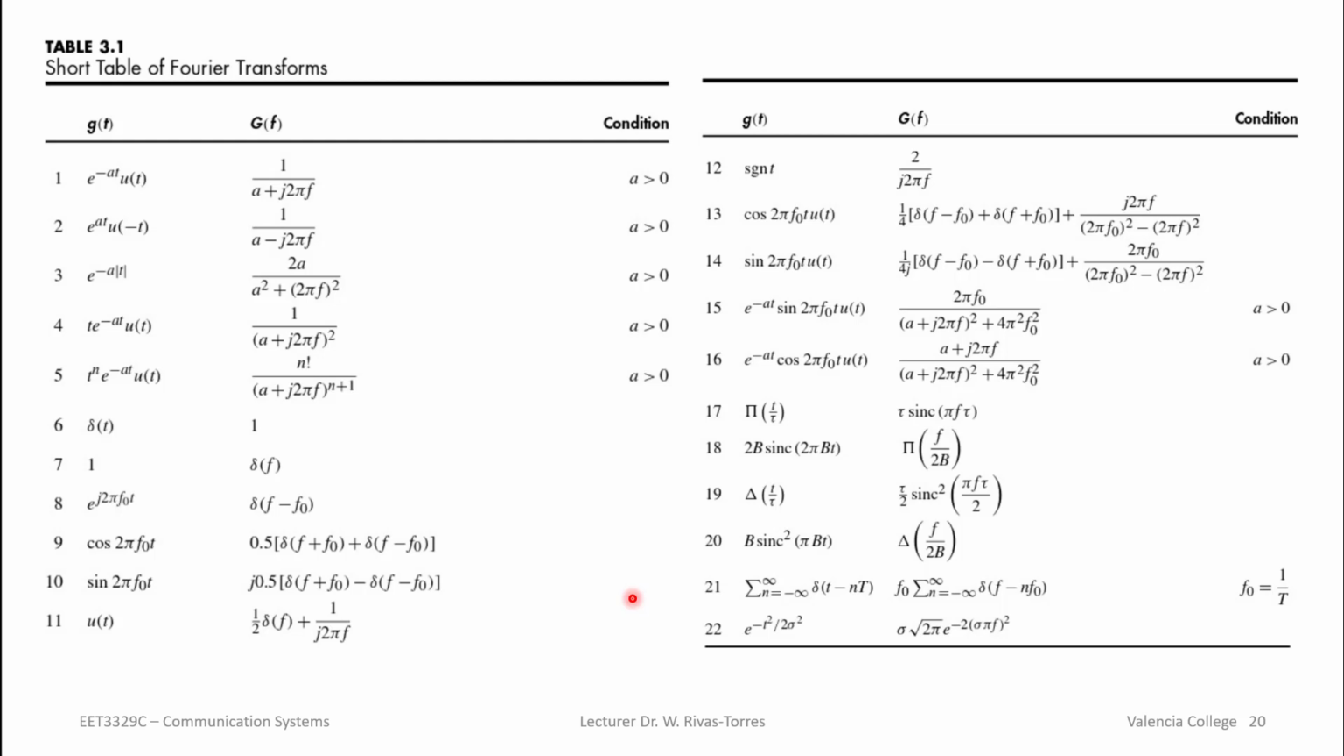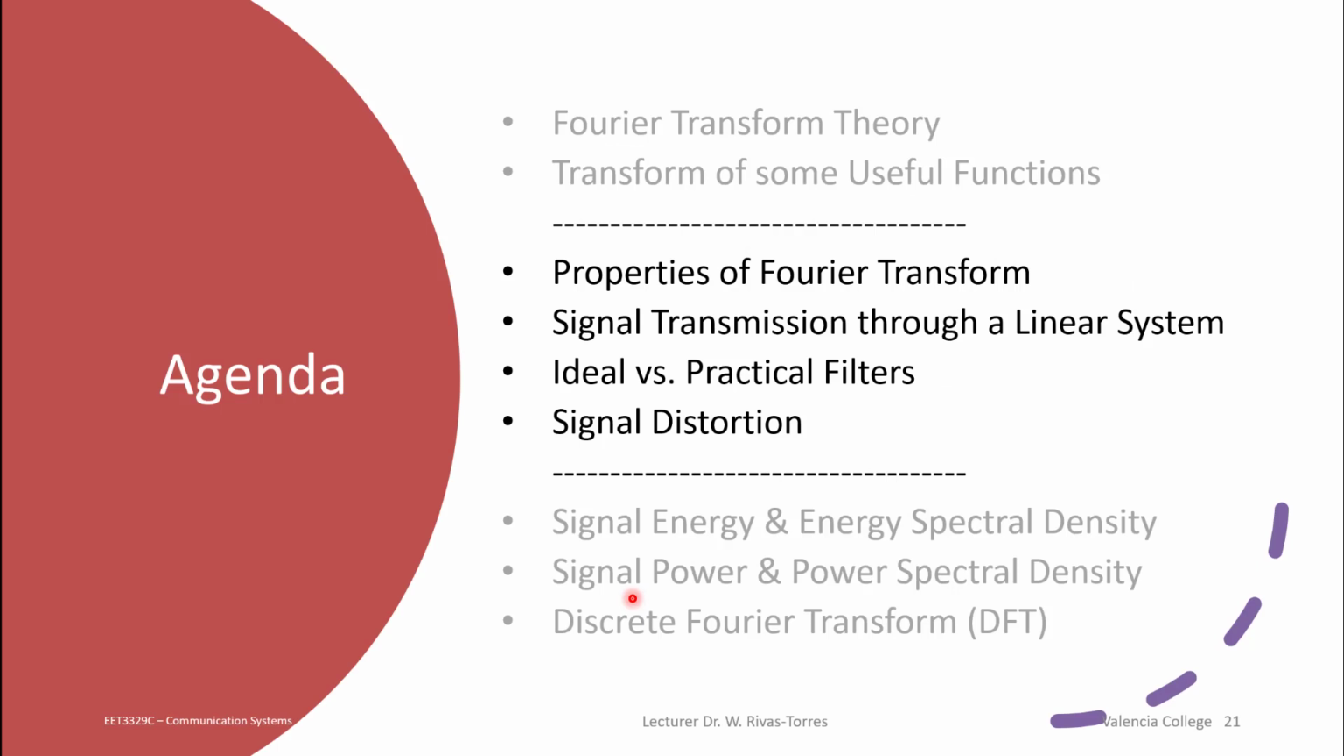All right, so that is it for part one of this lecture. In part two, we will cover the properties of the Fourier transform, signal transmission through a linear system, and ideal versus practical filters. We'll see what all that's about, and we will talk about signal distortion.